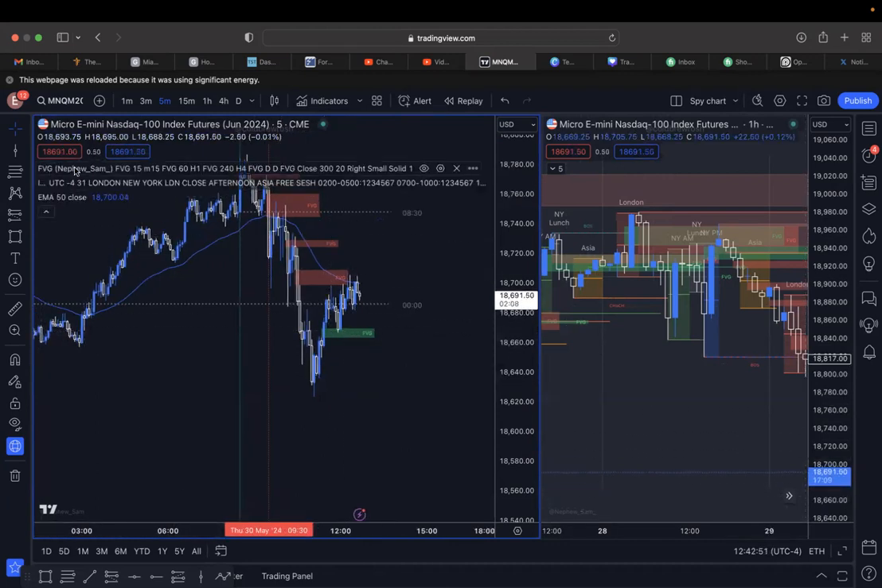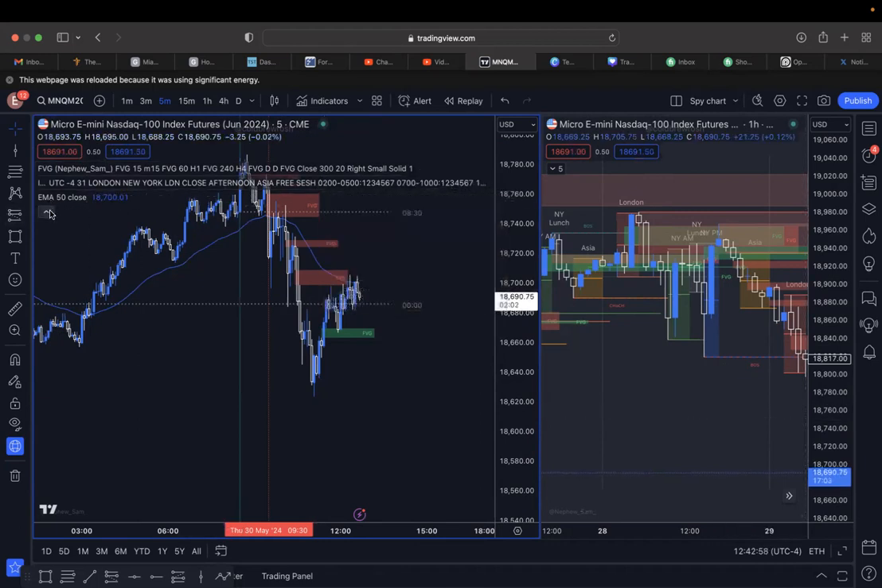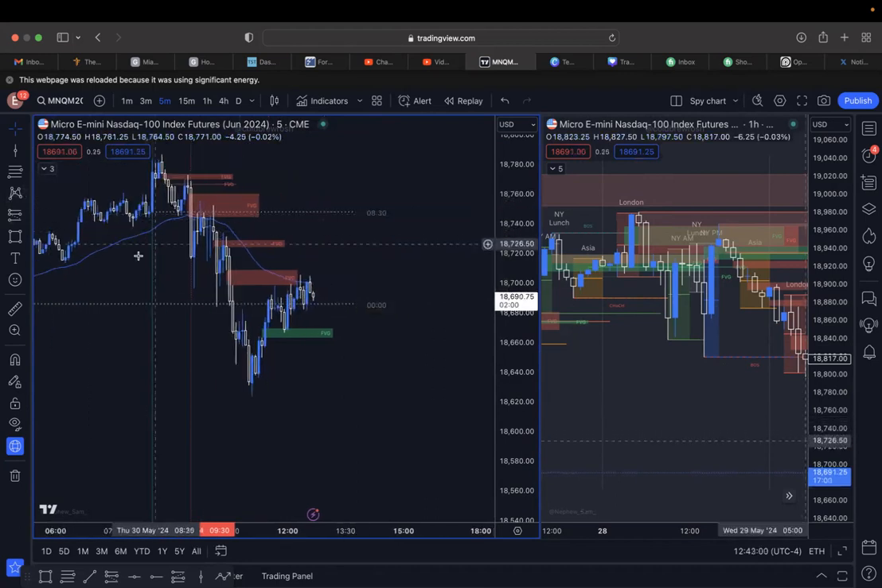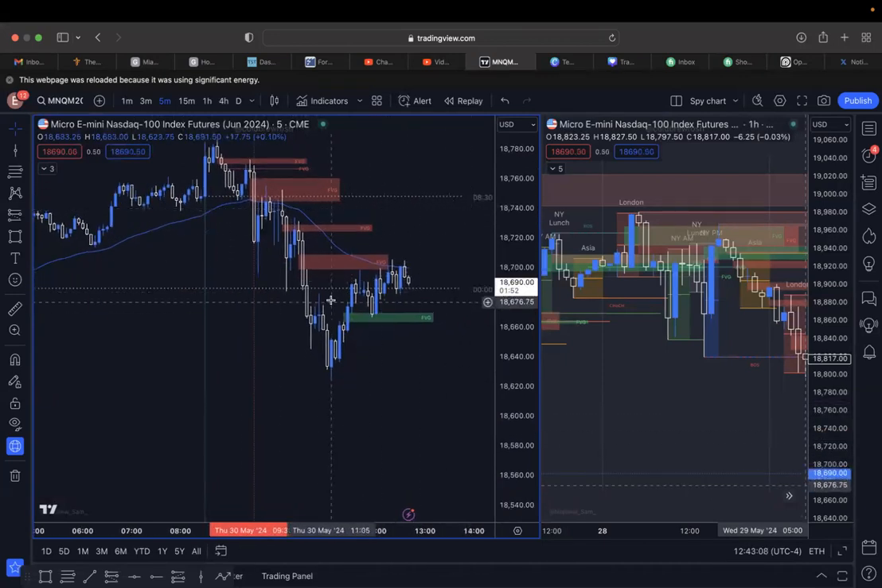And that is the fair value gap indicator from Nephew Sam. I've talked about this on many videos because I've been using it for a long time. I don't think I'm ever not going to use it. That's why I'm not going back to Thinkorswim for charting, because I just need this indicator in real time. It makes the fair value gaps. I don't need to draw them.